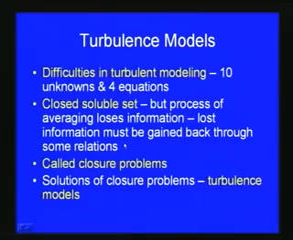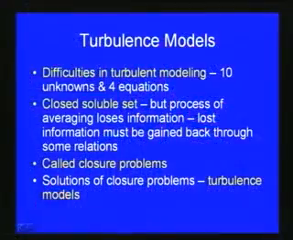As I mentioned, the problem is to find out the various velocity components in x, y, z directions and the pressure components. The difficulty, as we have seen, is that generally the governing equations are only 4, and there we have got 10 unknowns, so we cannot get a mathematical solution directly. So, generally what we go for is a closed solution, or a closed soluble set is generated. It is the process of averaging losses.